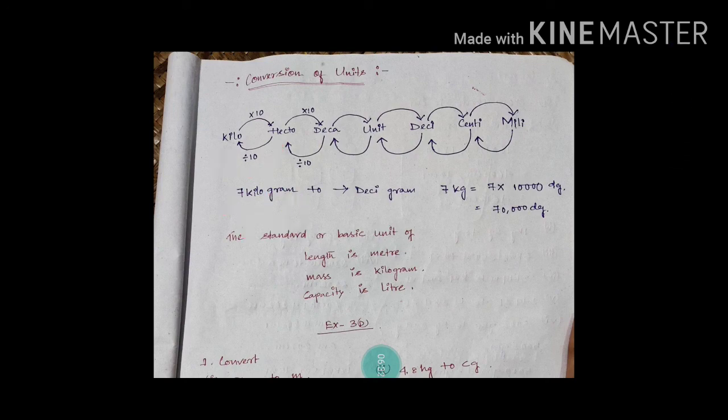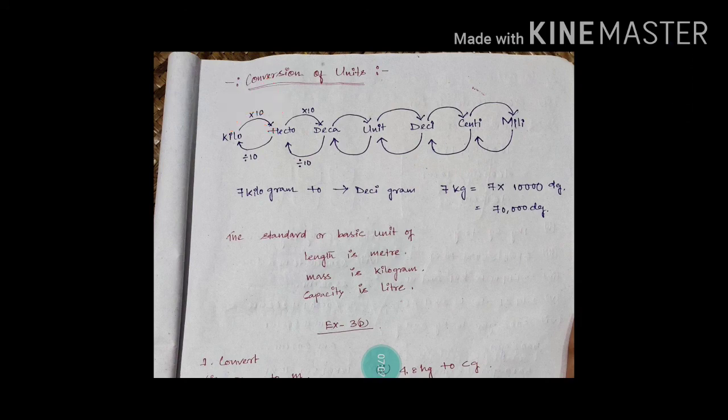Why is it? Because kilo is bigger than hecto. So if you are shifting from bigger to smaller, you have to do the multiplication. Suppose I have 500 rupees. If you are converting these 500 rupees to paise, you have to multiply by 100. Or if I have 5 paise and you convert it to rupees, then you have to divide by 100, like this. So here, kilo to hecto, if you are shifting, you have to multiply by 10.